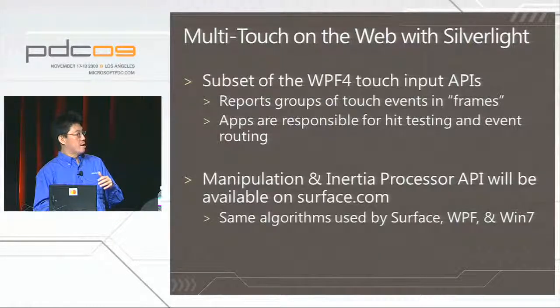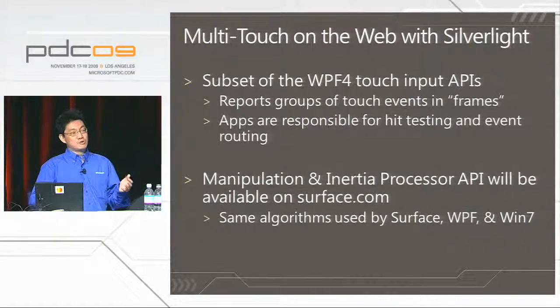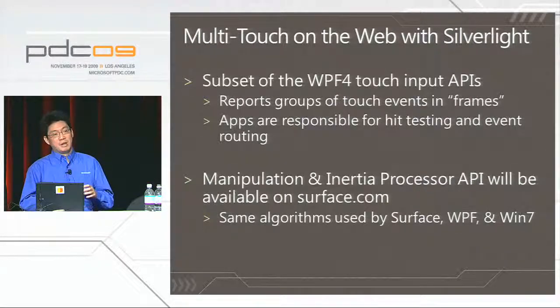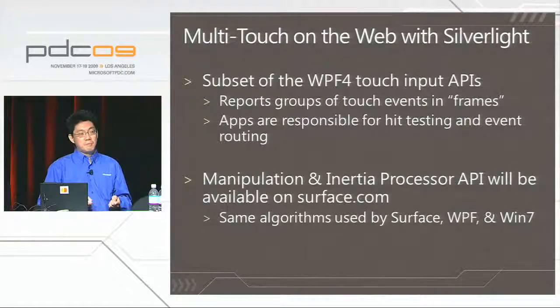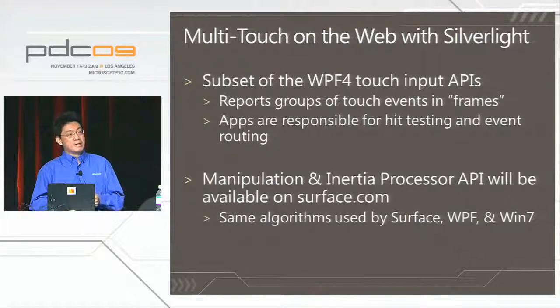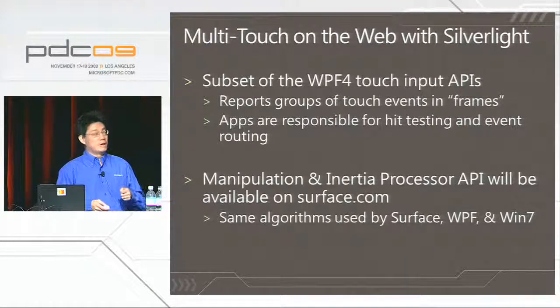The manipulation events on WPF for pan, zoom, and rotate are based on the manipulation processor and inertia processor that's applied by Surface. We've built that into part of .NET 4. And in the case of Silverlight 3, we make that a separate download available on surface.com.